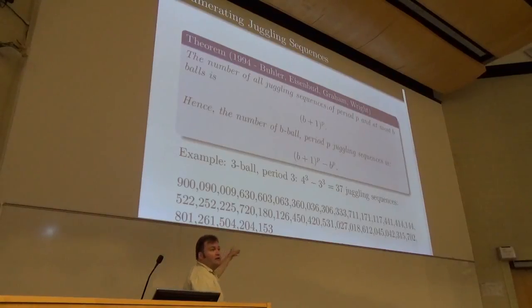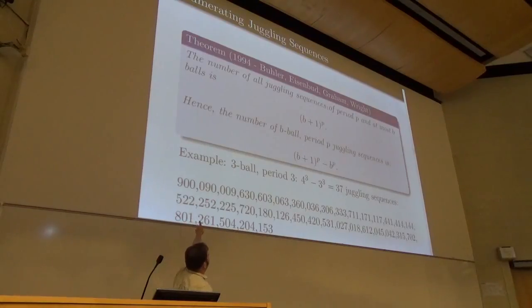And here they are. Notice what's interesting is, if you restrict the period of the juggling sequence, that's actually going to restrict the height. So if you look here, the maximum height throws are these 9s here.